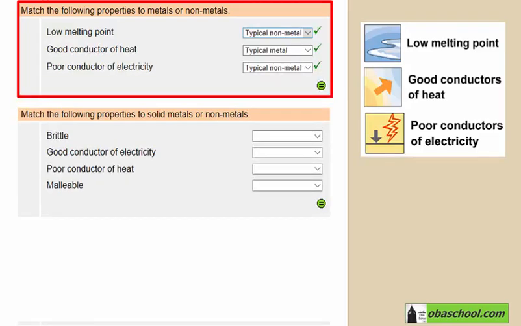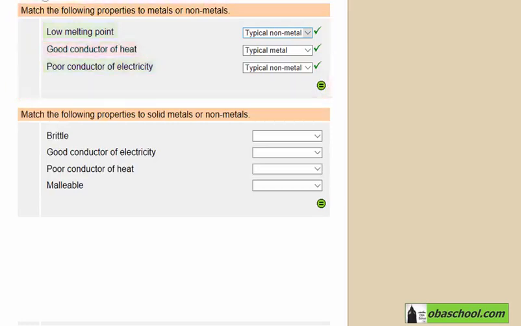Excellent. Nonmetals have low melting point and they are poor conductors of electricity, whereas metals are good conductors of heat.